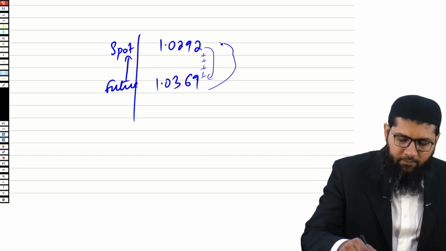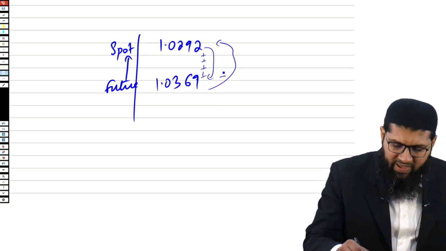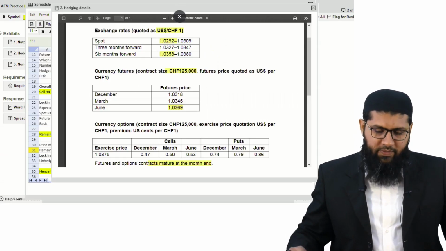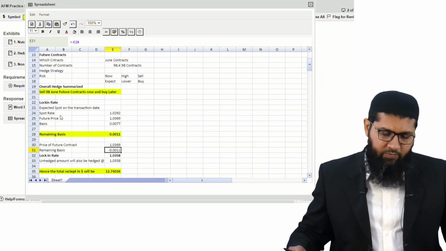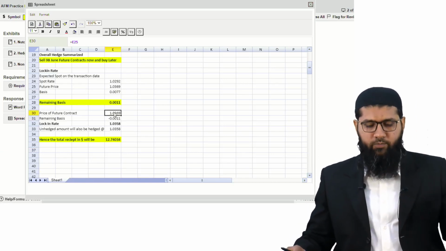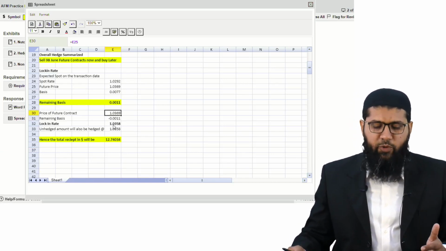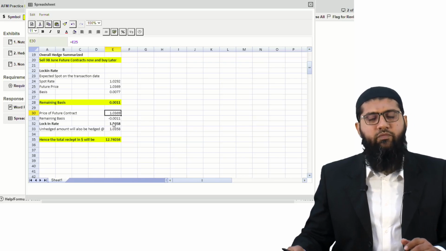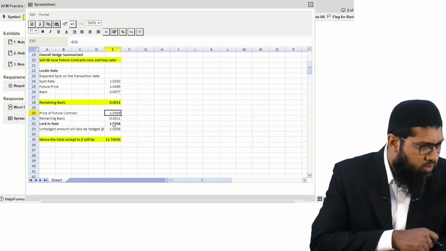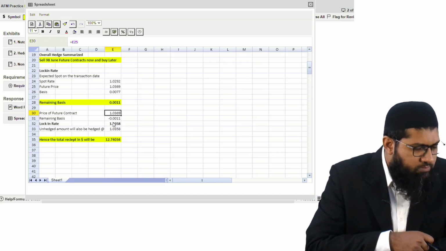So when you will go back, you will say minus, minus, minus, minus. That is the reason that when we calculated this lock-in rate, we went from future to spot. So when we went from future to spot, that's why we deducted it. Do you get it now? Yeah, Manika, do you get it now?